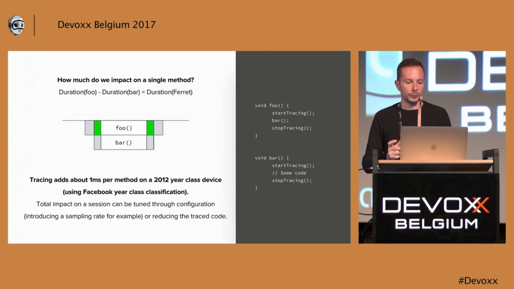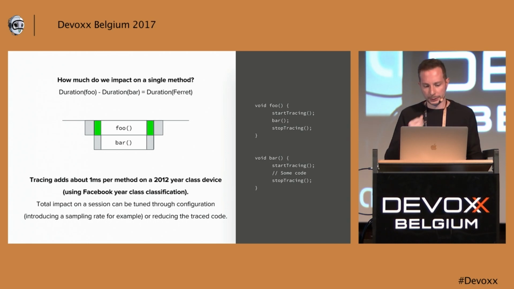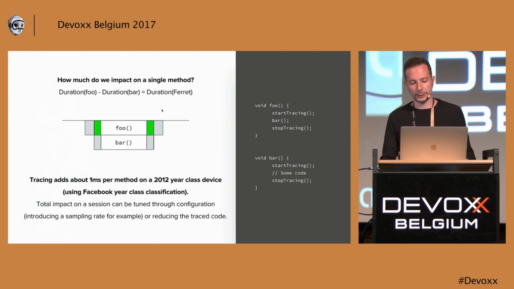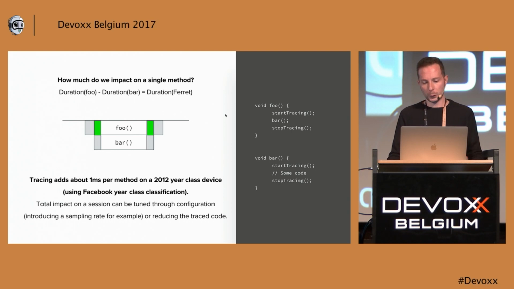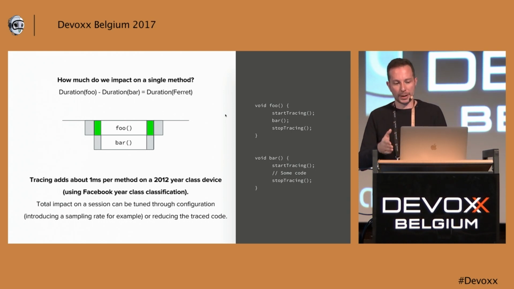So this is the way in which we estimated the impact of Ferret. Let's say that you have two functions, foo and bar. Foo doesn't know the duration of the performance SDK itself, but knows the duration of bar, and bar doesn't know the duration of the performance SDK again, but knows the duration of itself. So if you simply subtract them and you assume that they are defined as shown on the right, you find the duration of how much time we spent in Ferret.